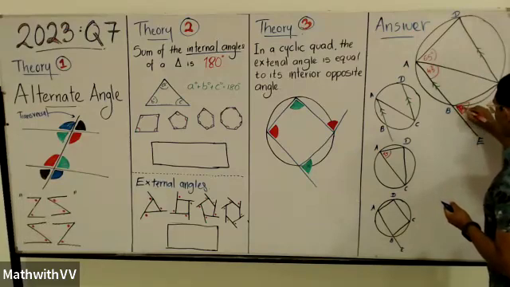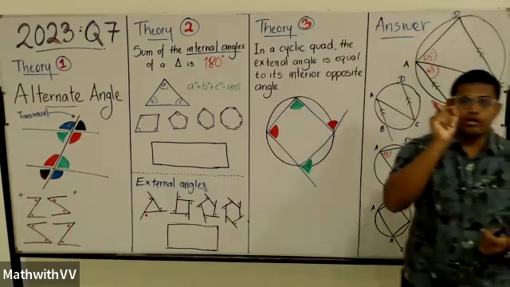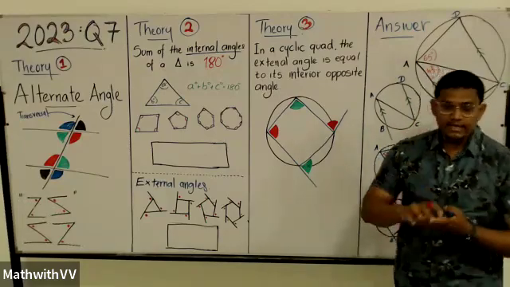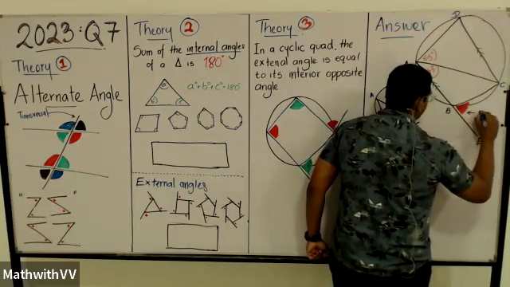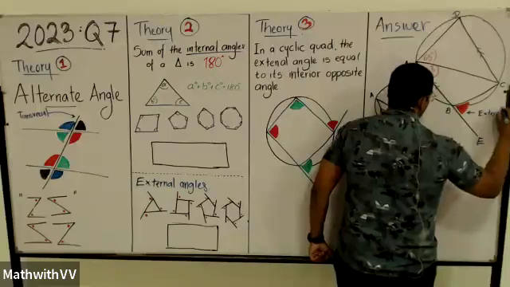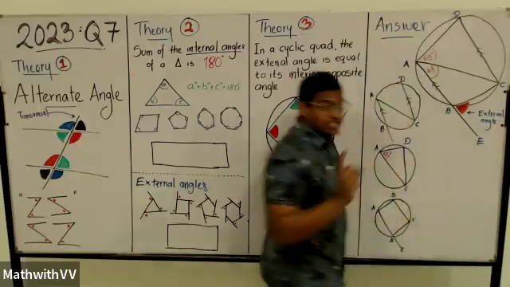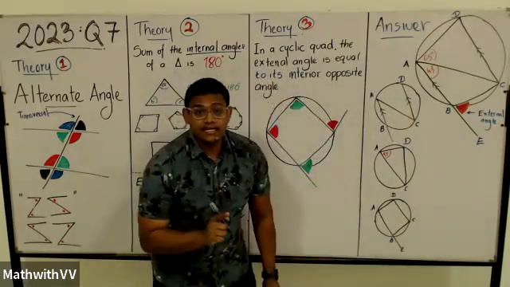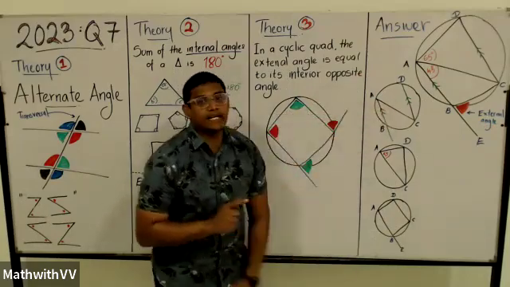How do you crack this question? First of all, you need to identify where the angle is. We have identified where the angle is. The first thing that should go into your mind is that it is an external angle. So when we say it's an external angle, we should check what is the theory connected to an external angle of a cyclic quadrilateral.